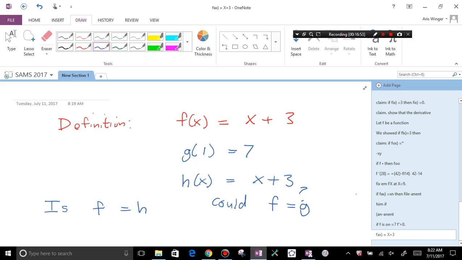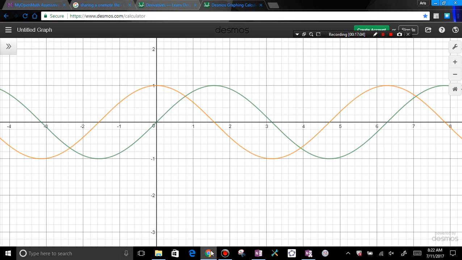Sine is a function, yes? Well defined. What's the value of sine at 0? 0. The value of sine at 0 is 0. Could sine be the orange graph? The value of sine goes to the origin. Could sine be the orange graph? No. The orange graph could not be sine. Sine goes through the origin.